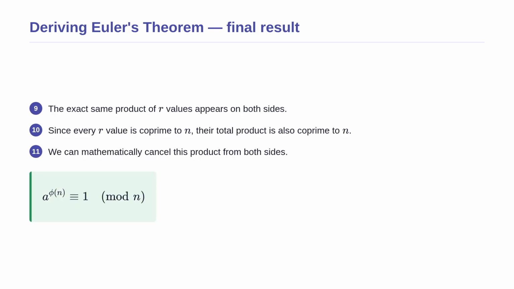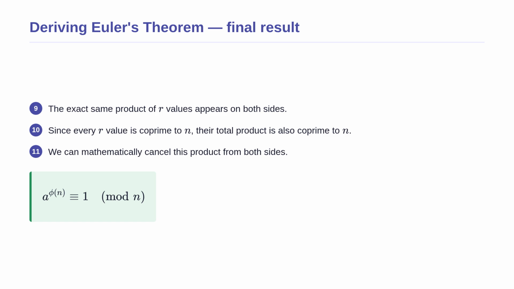This brings us to the final step of our derivation. Notice that the exact same product of r values appears on both the left and the right side of the congruence. In modulo math, we can only cancel a number from both sides if it is co-prime to the modulus n. Since every single r value was specifically chosen because it is co-prime to n, their total product is also completely co-prime to n. This means we are mathematically allowed to divide both sides by that massive product.